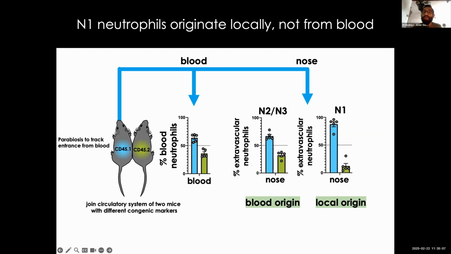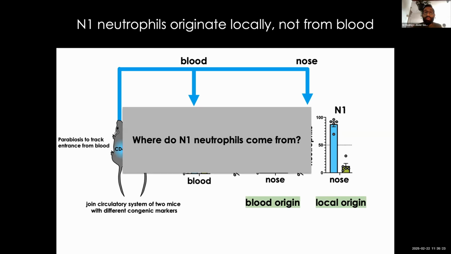However, if we look at the N1 population, now in the blue mouse again, we see that there's a prominent population of blue neutrophils and not green neutrophils, which suggests a local origin, which is very unexpected because, as I described before, we believe that neutrophils come from blood into tissues. So the question that we wanted to answer then is, where do N1 neutrophils come from?